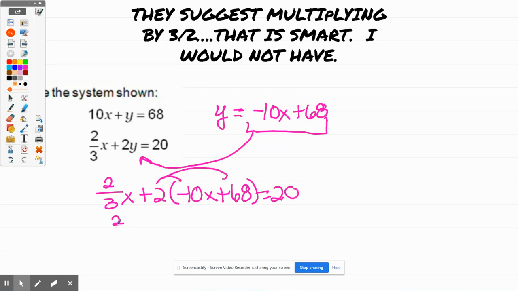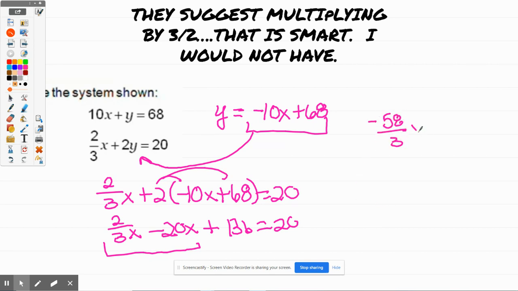Distribute: 2/3 x minus 20x plus, well, what is 68 times 2? That's 136 equals 20. I do have to combine like terms here. If you type 2/3 in your calculator and you subtract 20, you get a decimal. Hit math 1 and you get negative 58 over 3x plus 136 equals 20. Solve from here.